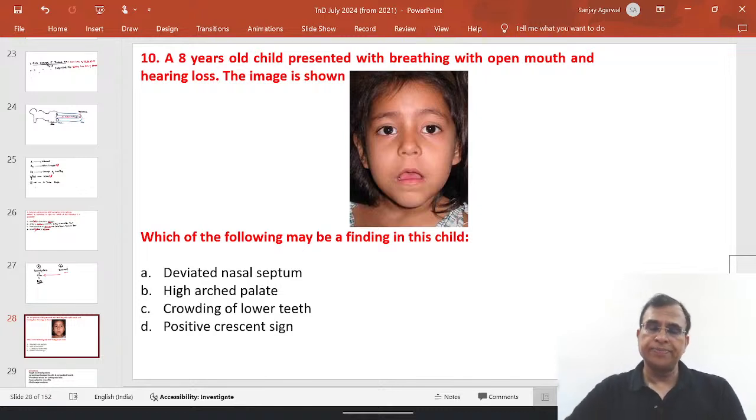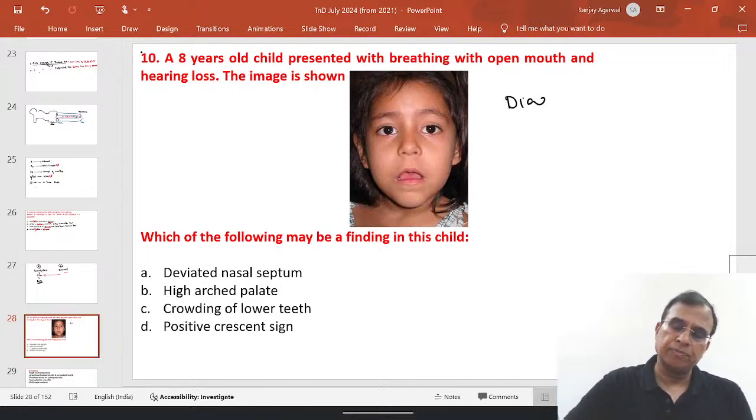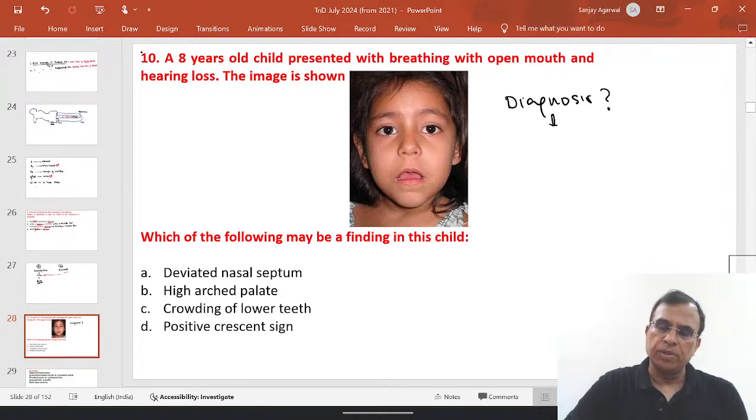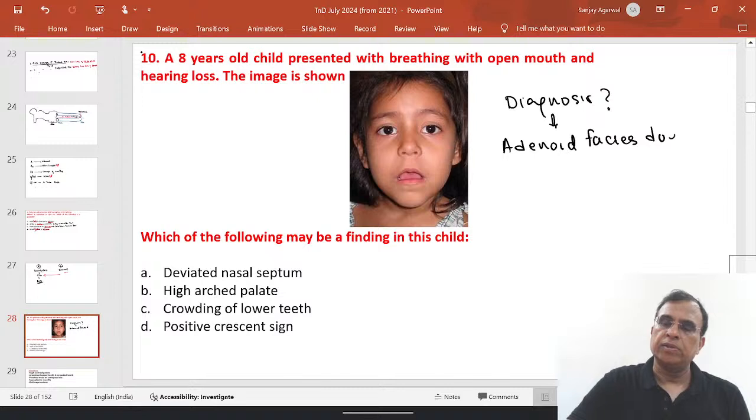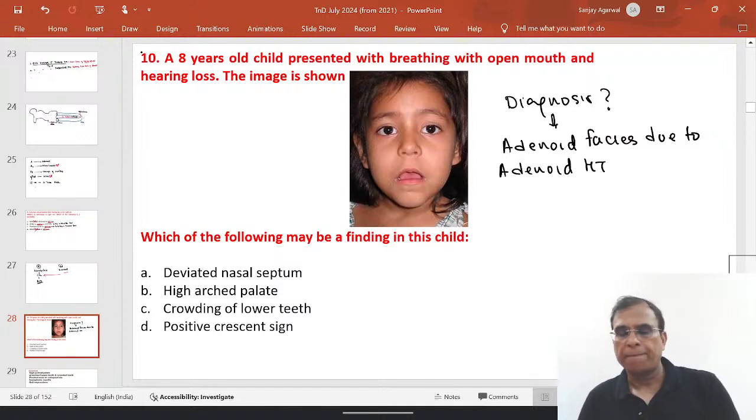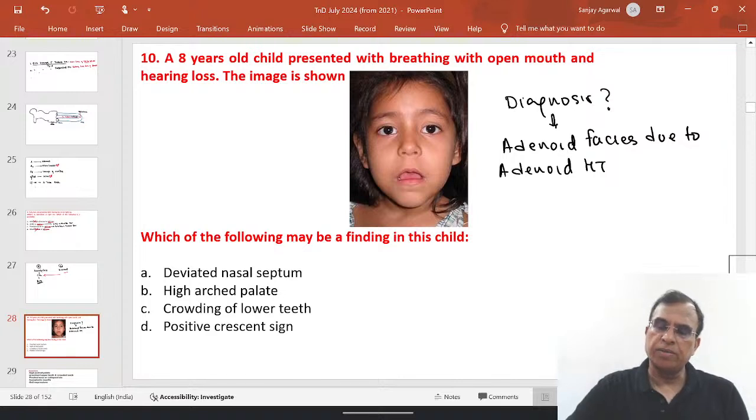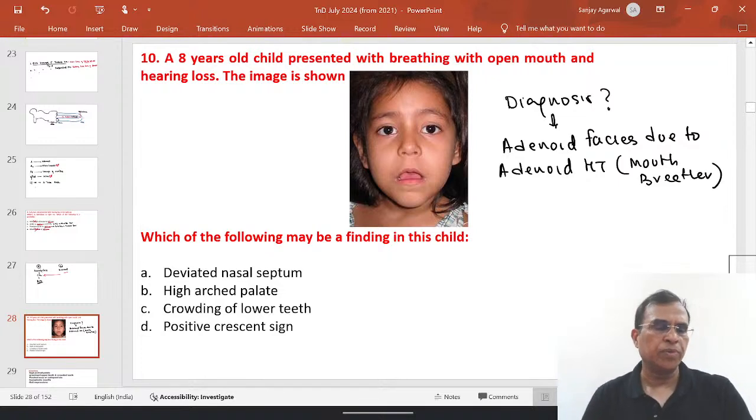So what is the diagnosis? We all know, adenoid faces due to adenoid hypertrophy. These are mouth breathers. We call them mouth breathers also. That's why if you look at the image, the mouth is open. The patient has to keep the mouth open.